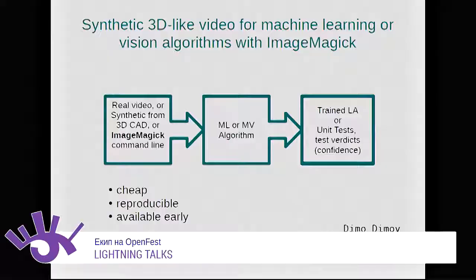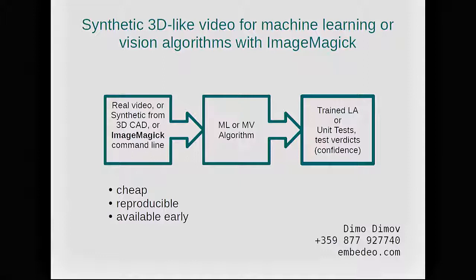On this diagram, you see in the middle a machine learning or machine vision algorithm. And if you are developing one of these, the chances are that you need to test it as well. And you can test it either by feeding it with real video or synthetic video from 3D CAD or 3D modeling software, or, a bit surprising, you can use ImageMagick on the command line or a bash script to create your 3D-like video.